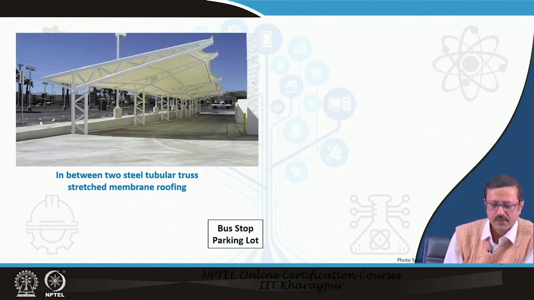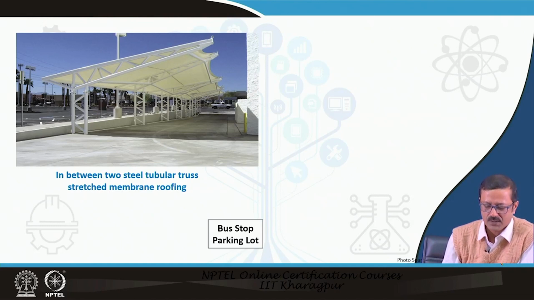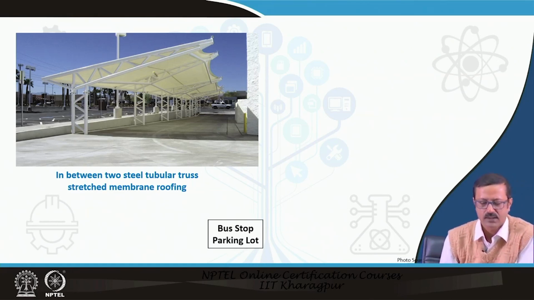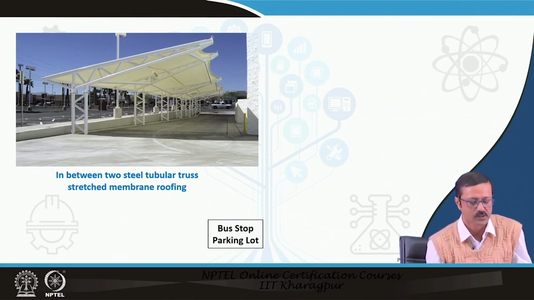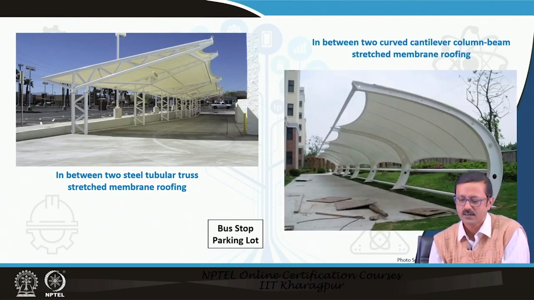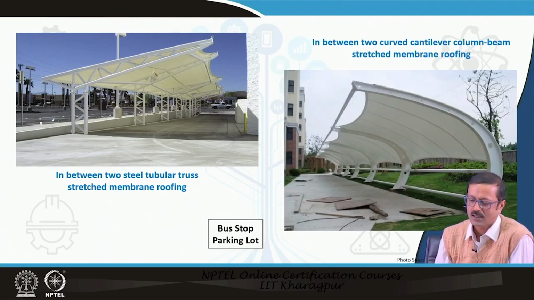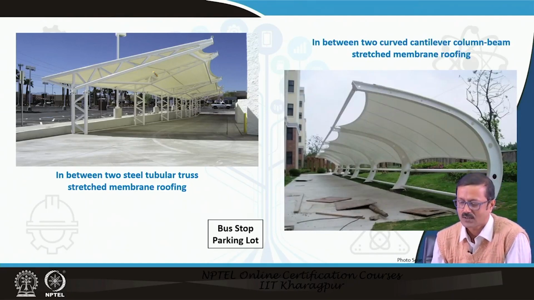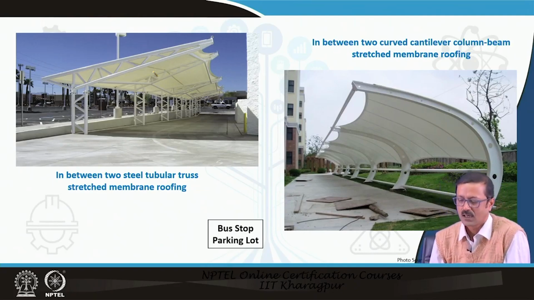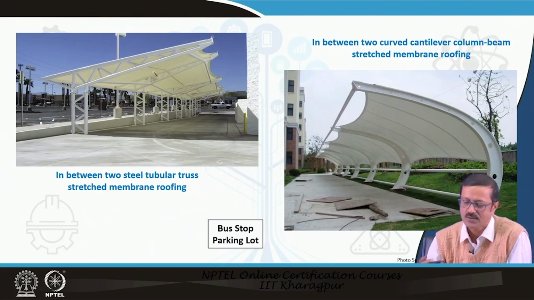This one is not supported by cable, this is by truss. See, this is a bus stop or parking lot. You can use this kind of interesting structure, which is supported by tubular trusses, and in between two tubular trusses there is a stretched member of the membrane. Another very interesting one is that the membrane is connected in between two cantilevers. You can say it is a column, you can also say it is a beam.